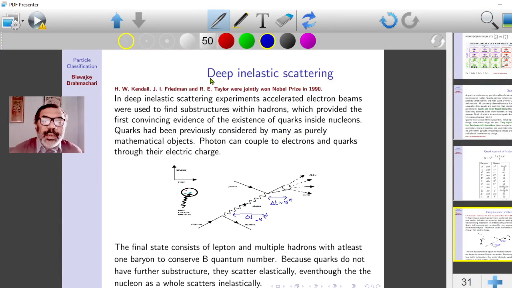So that is the essence of deep inelastic scattering, which has provided the first convincing evidence of the existence of quarks, meaning elementary substructure inside nucleons.